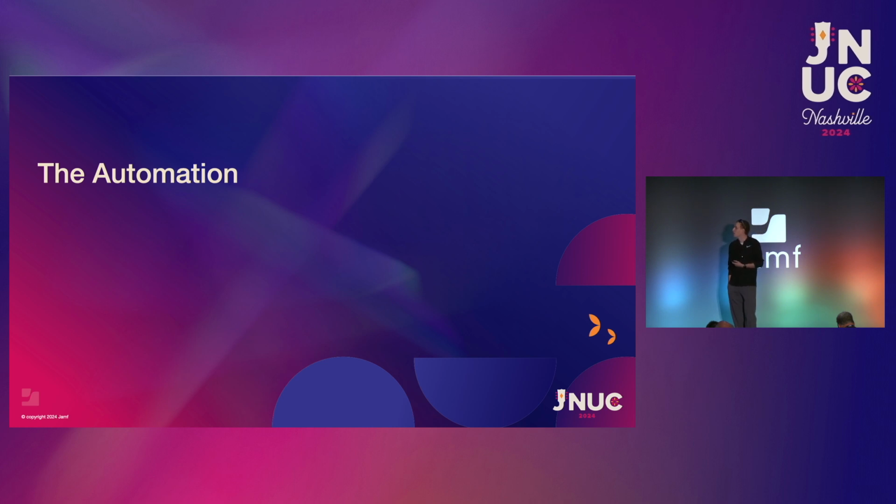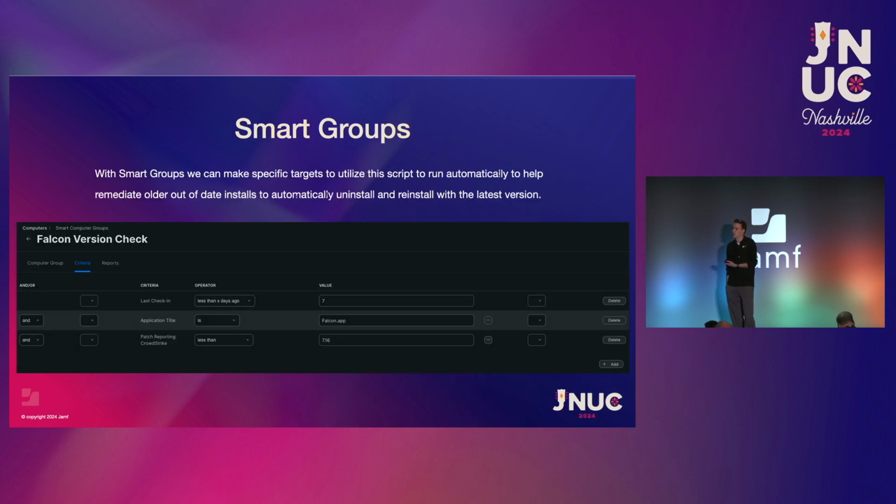A couple ways that you can utilize this in bulk is to utilize smart groups. So you're targeting based off of a certain version or a certain installation method. In this case, we're using patch reporting in Jamf to target all the versions that are n-1, and then we can create a policy to target those devices to execute the script. Regex can also be used to create more in-depth criteria for this.